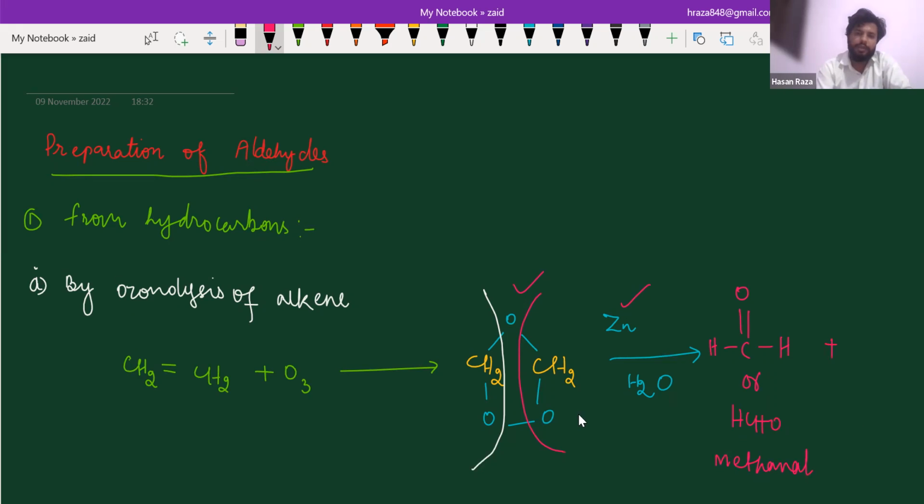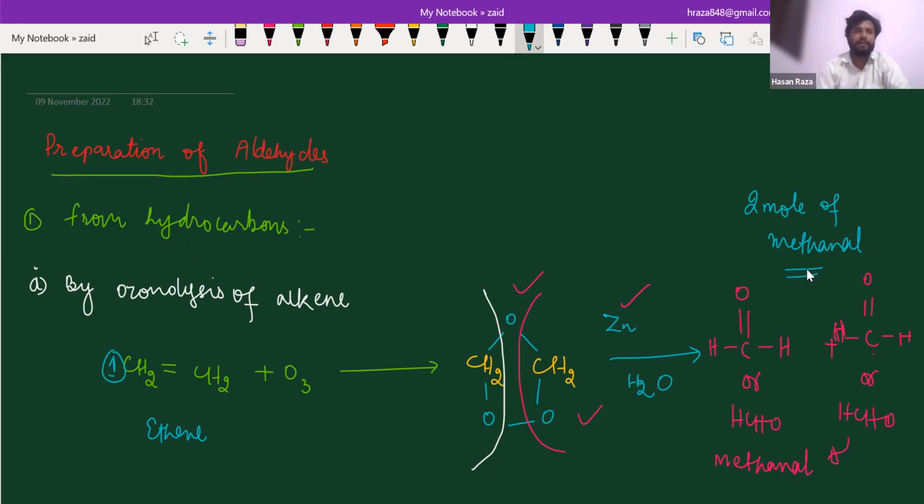That means we can call it HCHO, that is methanal. And again, you can see this is CH2O, that means H, H, double bond O. And we can also write HCHO, that means methanal. So by ozonolysis of 1 mole of ethene, we will get 2 moles of methanal. Is that clear?